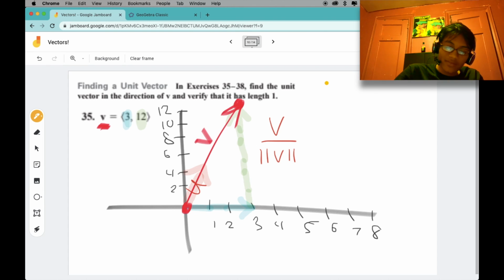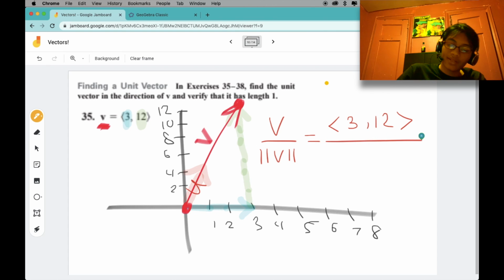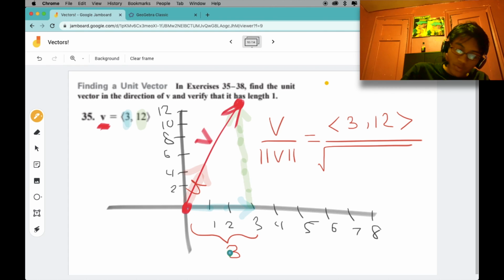So what's my vector here? My vector here is 3, 12, 3, 12 on the top. How do I know that? It says it right here. And what's the size of my vector going to be? Well, just use the Pythagorean theorem. You're going 3 in this way and 12 in that way.